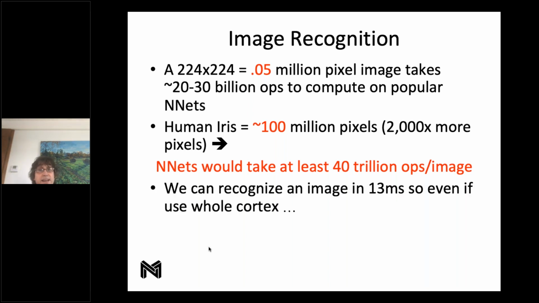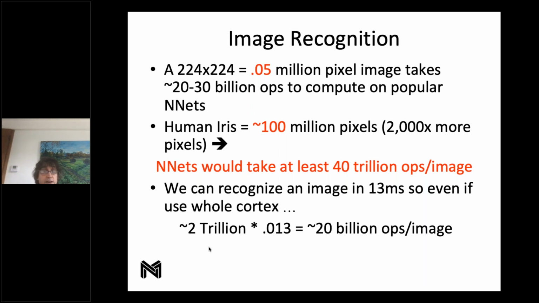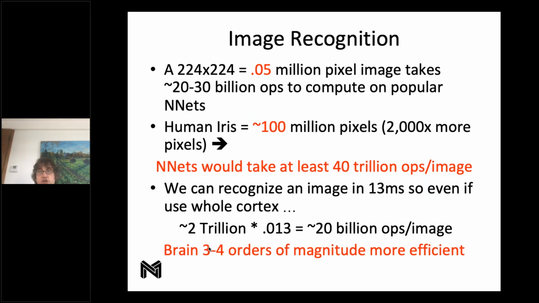And we recognize an image in 13 milliseconds, 100th of a second, as I showed you with that picture of Mount Fuji. In 13 milliseconds, you can tell what an image is, okay? So with that calculation, let's say you use your whole brain, 2 trillion times 0.013 is about 20 billion operations. So 20 billion, compared to 40 trillion. So your brain is 3 to 4 orders of magnitude more efficient in recognizing images than we are with neural networks the way they're executed right now.